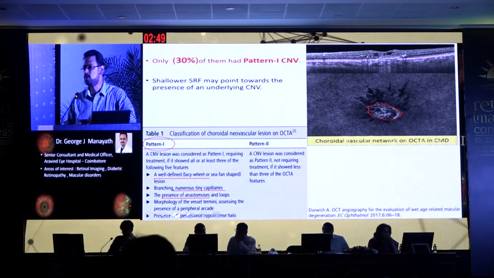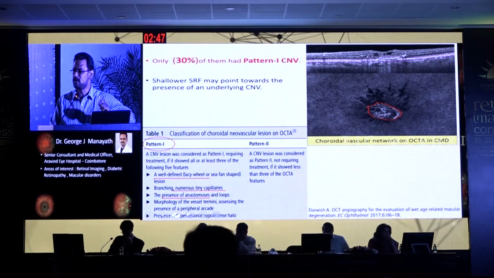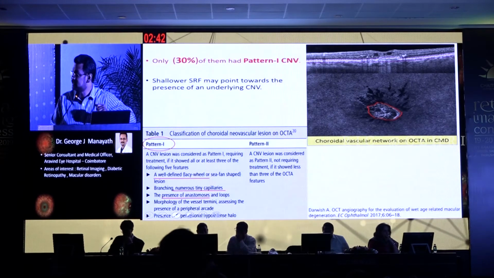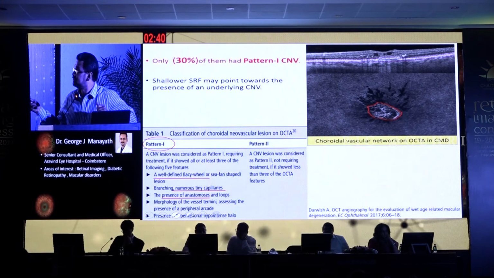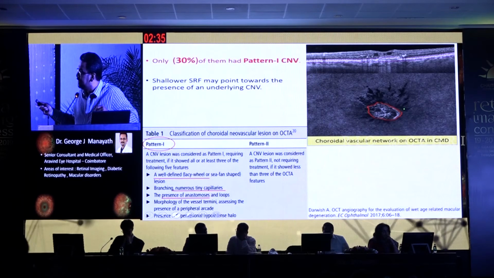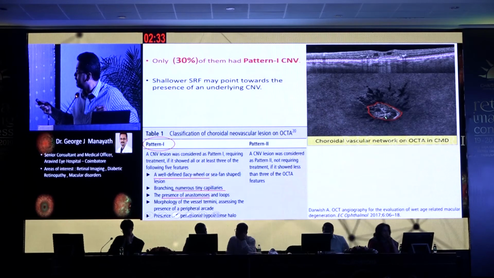Now the question is, do you really need to treat all these fine neovascularizations picked up on OCT angiography? The importance is that 30% of them have this type 1 pattern. What is this type 1 pattern? They have a well-defined lacy pattern with a dense capillary network and a peripheral anastomosis. That is a type 1 pattern which really requires treatment with anti-VEGF agents, whereas the loose network or indistinct tangle pattern which I mentioned earlier may even be observed in that setting.